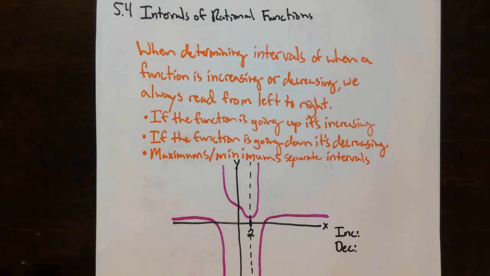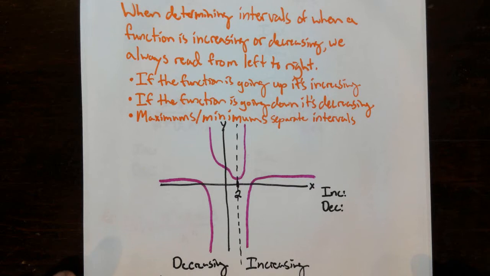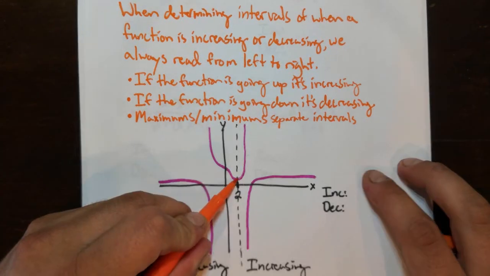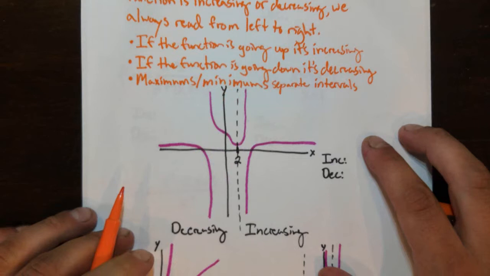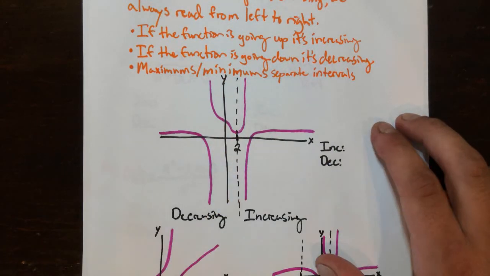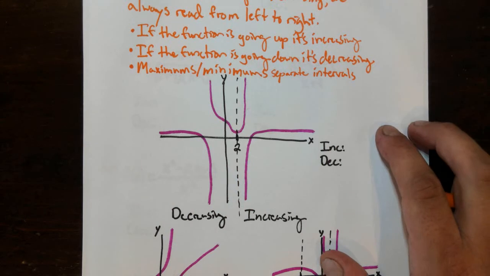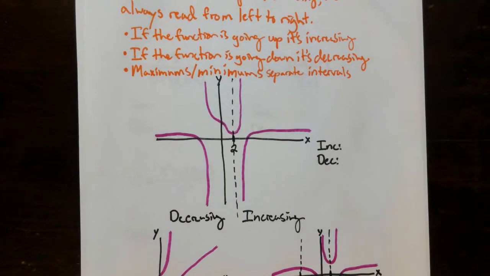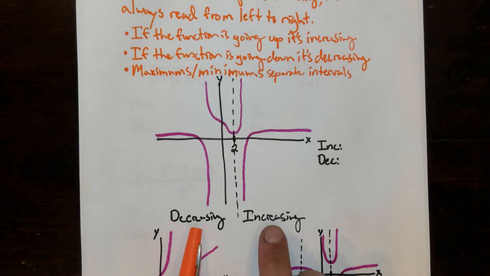So what are maximums and minimums? Well, maximums and minimums are the highest point of a function in an area and the lowest point of a function in an area. For instance, this point right here would be considered a minimum. And notice that it separates the decreasing side from the increasing side. Now, this particular example only has one minimum.